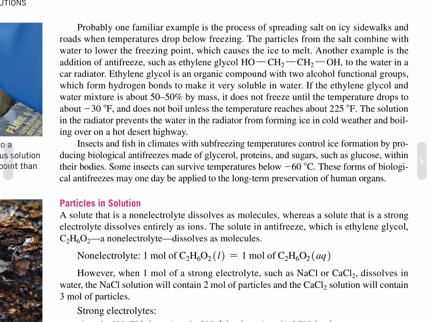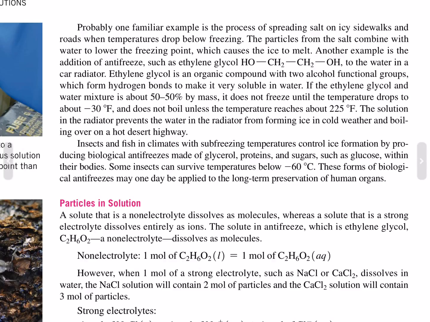Ethylene glycol is an organic compound with two alcohol functional groups, which form hydrogen bonds, which makes it very soluble in water. If the ethylene glycol in the water mixture is about 50-50 by mass, it does not freeze until the temperature drops to about -30 Fahrenheit and doesn't boil unless the temperature reaches 225 Fahrenheit. The solution in the radiator prevents the water from forming ice in cold weather and boiling over on a hot desert highway.